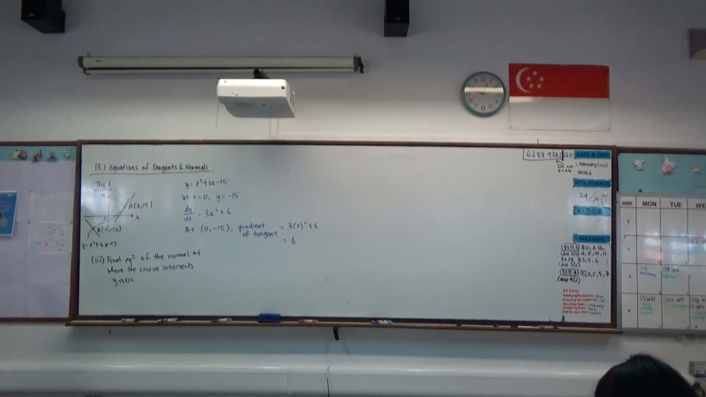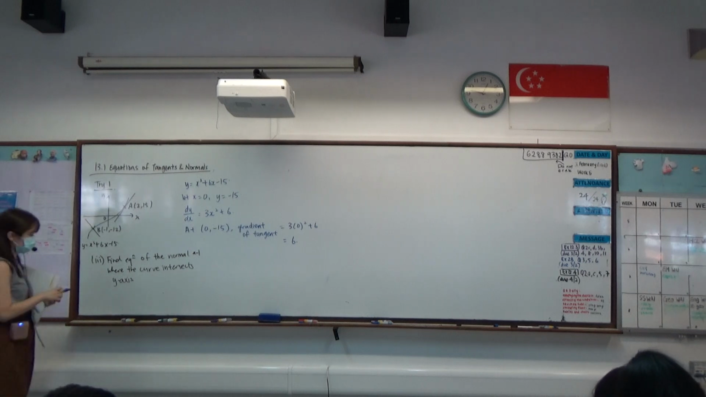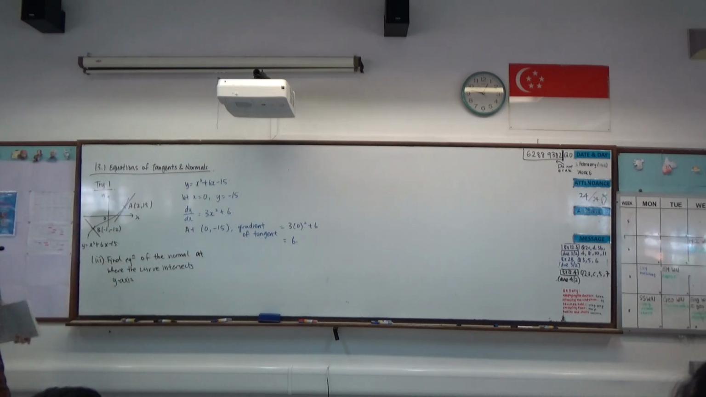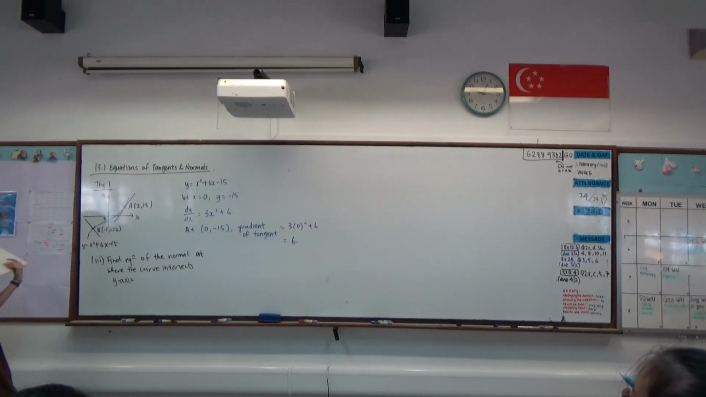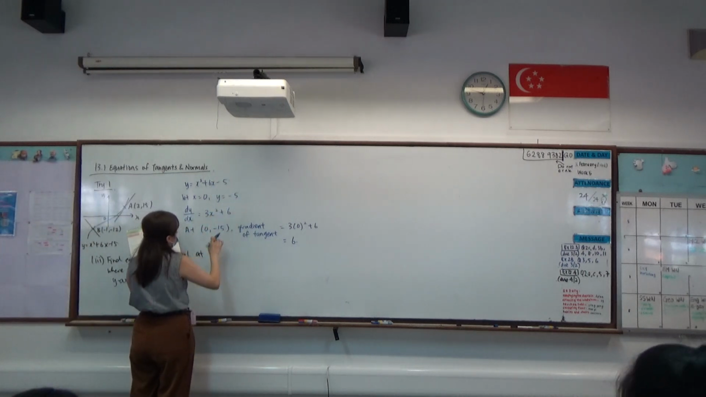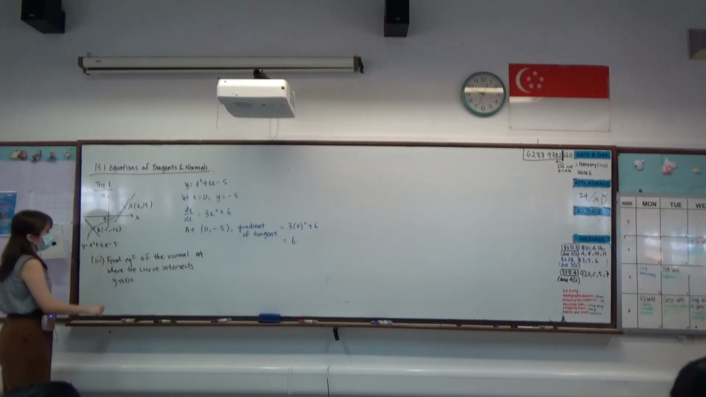Then what do we do next? What will we have to do next? Joseph, what do you think? To answer the question. Yes. You want to find the equation of the normal at where? Minus 5. Yeah, I have minus 15. Did I write wrongly in my book? Oh, I made a different notation. Okay, minus 5. But it doesn't affect anything.